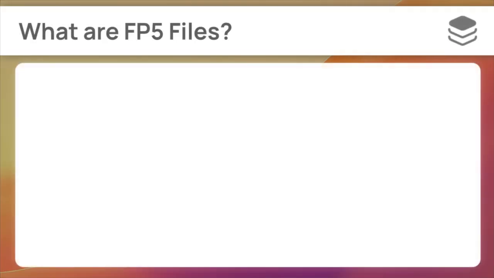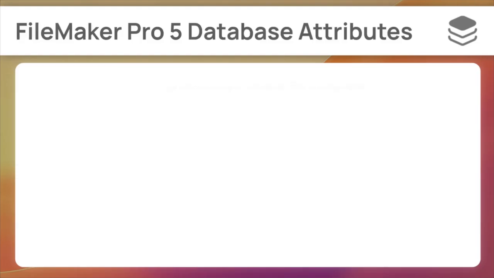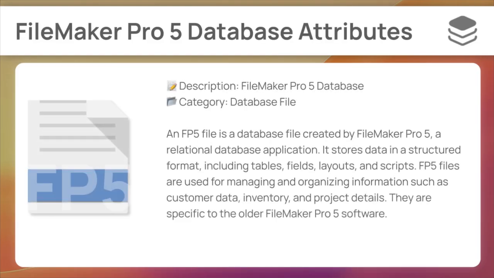The FP5 file type belongs to the database file category. The data stream is defined entirely by the FileMaker Pro 5 database format. An FP5 file is a database file created by FileMaker Pro 5, a relational database application. It stores data in a structured format, including tables, fields, layouts, and scripts. FP5 files are used for managing and organizing information, such as customer data, inventory, and project details.